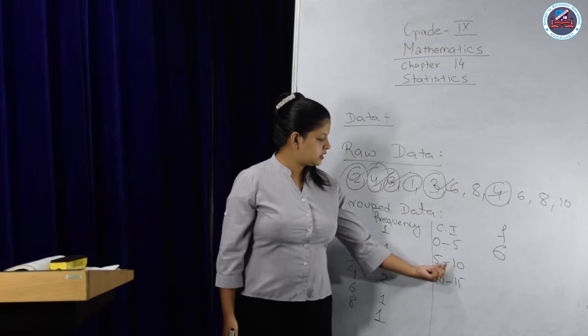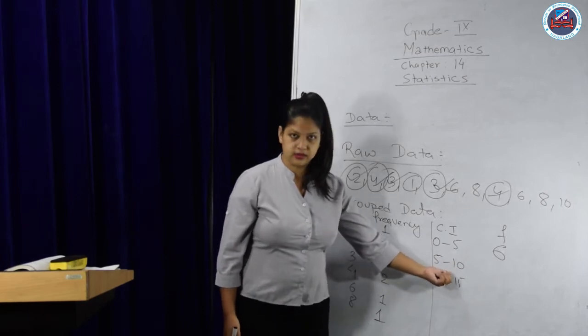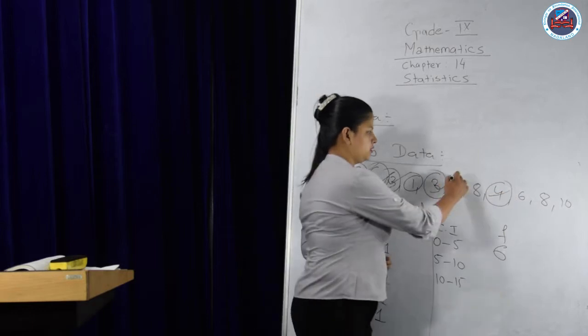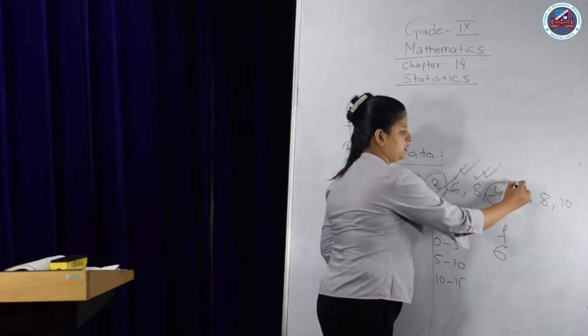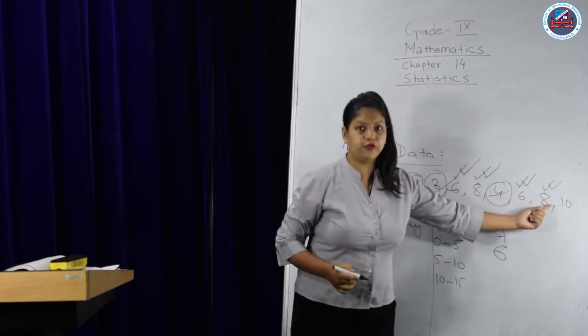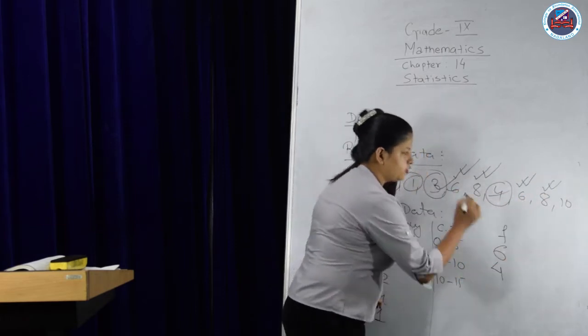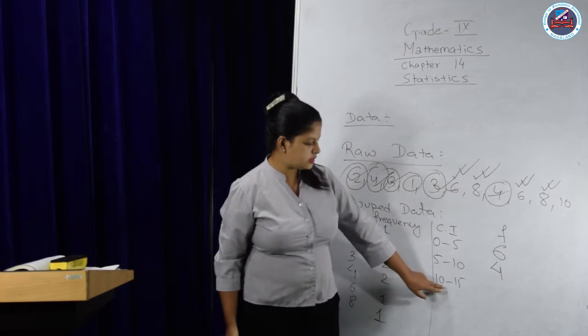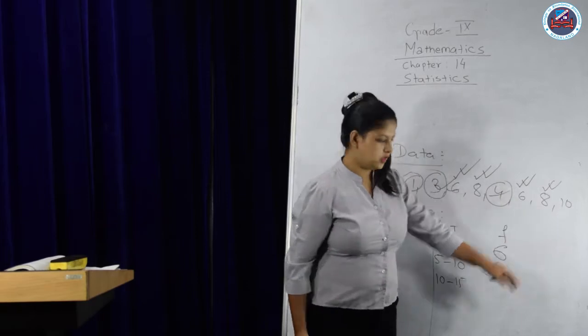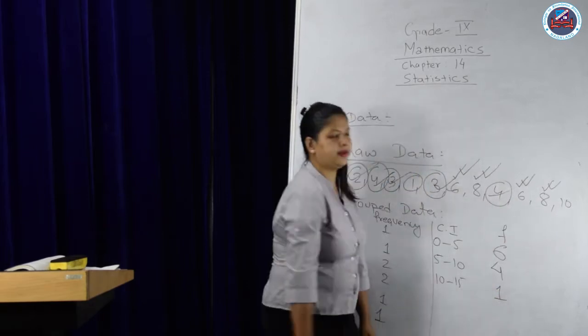Similarly, another is starting from 5 to 10. Now from 5 onward, there is no 5, so 6, 8, below 10, below 10, below 10. That is 1, 2, 3, 4. So your frequency will be 4. And here starting from 10 till 15, there is only one number, that is 10. So its frequency will be 1.